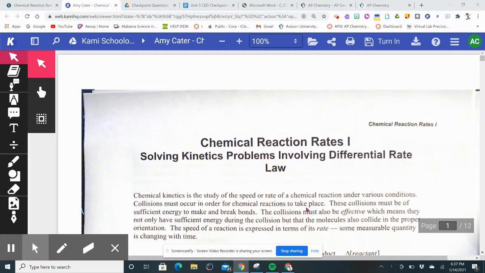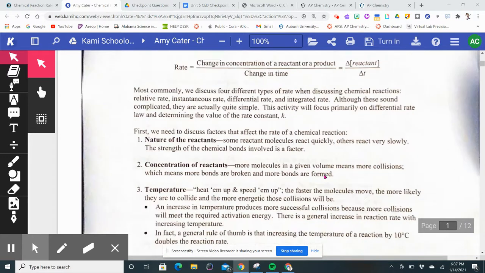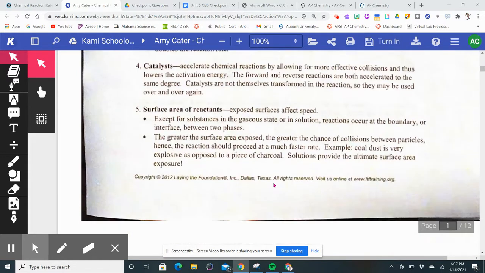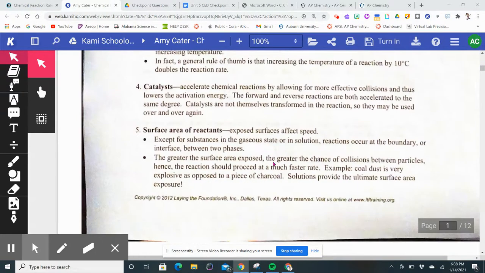I also wanted to put your mind at ease a little bit. This is a 12-page document, but the first 6 pages are basically just notes, something for you to refer back to when you're actually working out the problems. So we have what the rate equation is: it's the change in concentration over change in time. We have a lot of vocabulary words for you, so as they're asking questions, you can go back and refer to these terms.